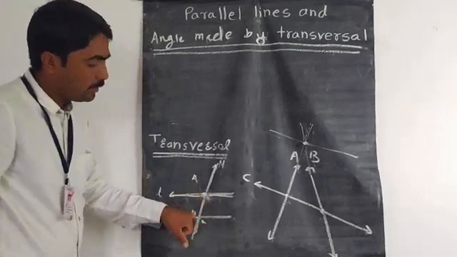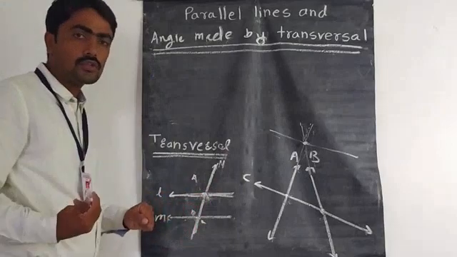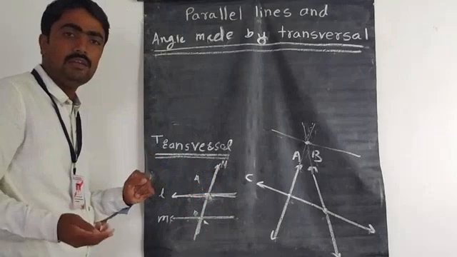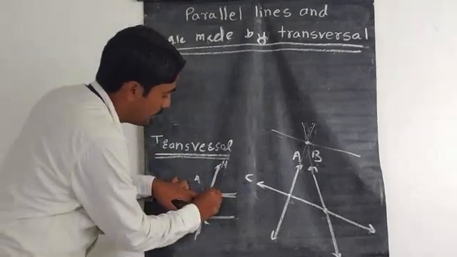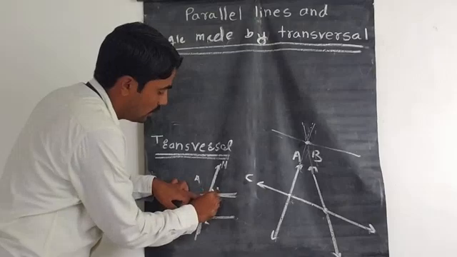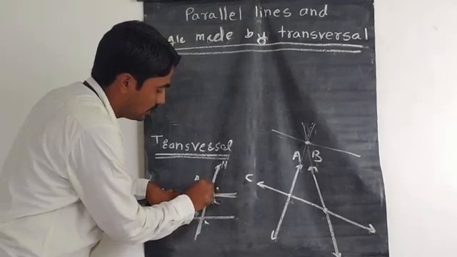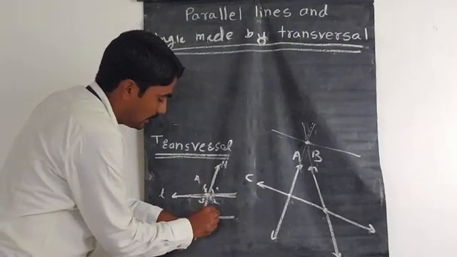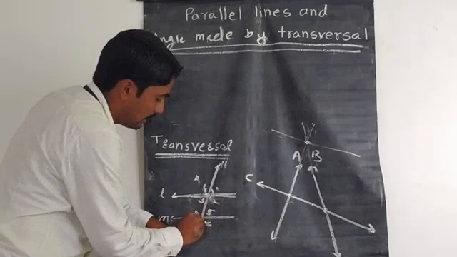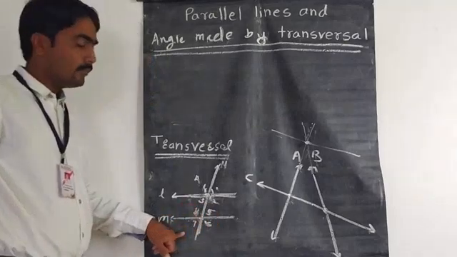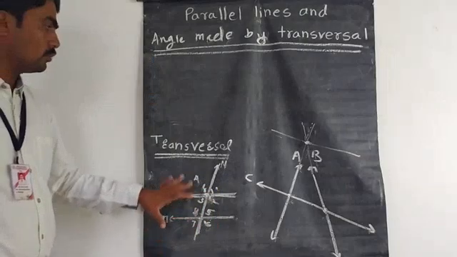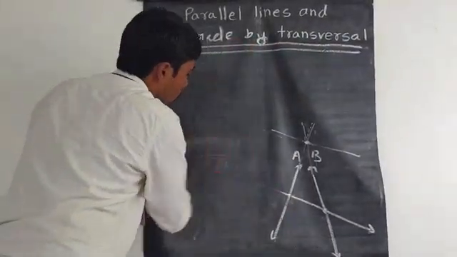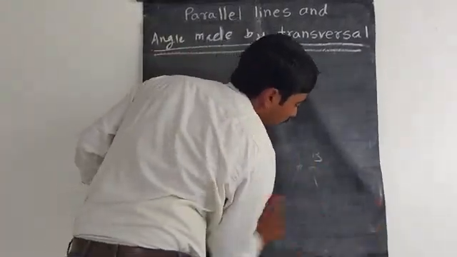आता हे दोन पॉइंट मिळाले म्हणजे एका पॉइंटला आपल्याला किती अँगल मिळू शकतात? How many angles we can find in the one point? Definitely we will find the 4 angles. I will name it as angle 1, angle 2, angle 3, angle 4. Again for this point I will name it as angle 5, angle 6, angle 7 and angle 8. These are the angles made by transversal. तुम्हाला जर दिसत नसेल तर again I will draw the big figure.